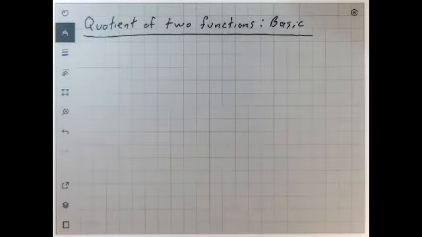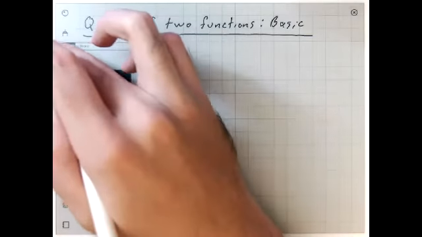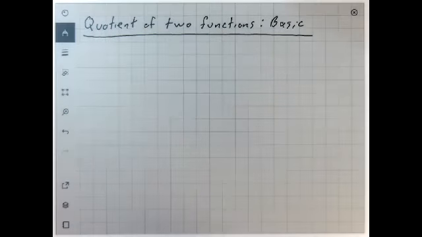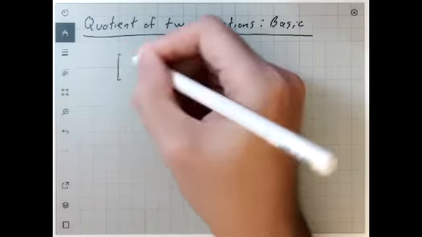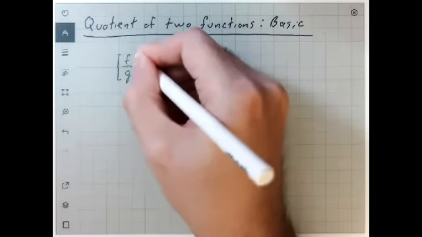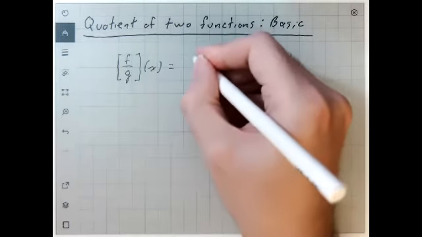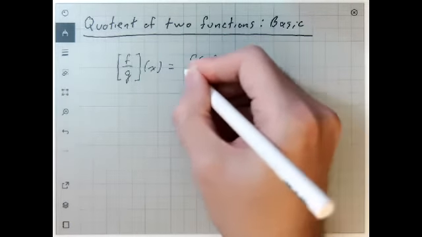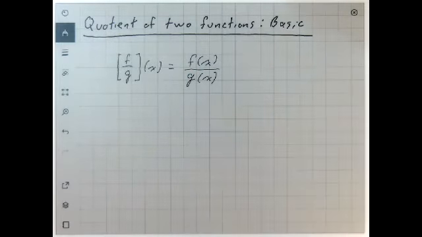The quotient of two functions, basic. Just like when adding, subtracting, or multiplying two functions, we can have a convenient shorthand of f over g, a function acting on x, meaning f of x divided by g of x.